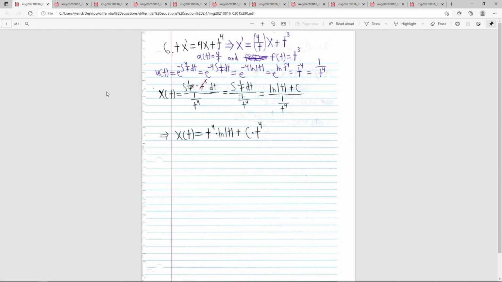Number 6 is t times x prime equals 4x plus t to the 4th power, so we divide by t on both sides. So 4 divided by t is our a term, and the f term is t cubed. Same process as before, we have natural log of t raised to the negative fourth power, and that cancels out the absolute value in the end because it will be 1 divided by t to the fourth. When you raise something to an even power, it cancels out the absolute value, if there is an absolute value, that is.